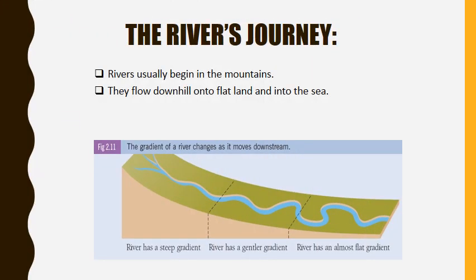The river's journey. Rivers usually begin in the mountains. They flow down hills onto the flat land and into the sea. As you can see in the picture, there are three parts which are named the steep gradient, the gentle gradient, and the flat gradient.